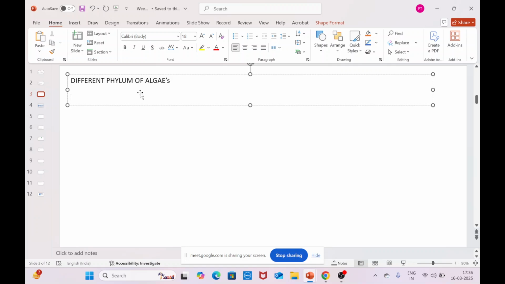Does anyone remember the different phylums of algae? So we have something called chlorophyta. So the first one is chlorophyta, or you can say green algae, rhodophyta, or red algae. The main reason why the red color appears is because of the presence of a chemical called phycobilins.